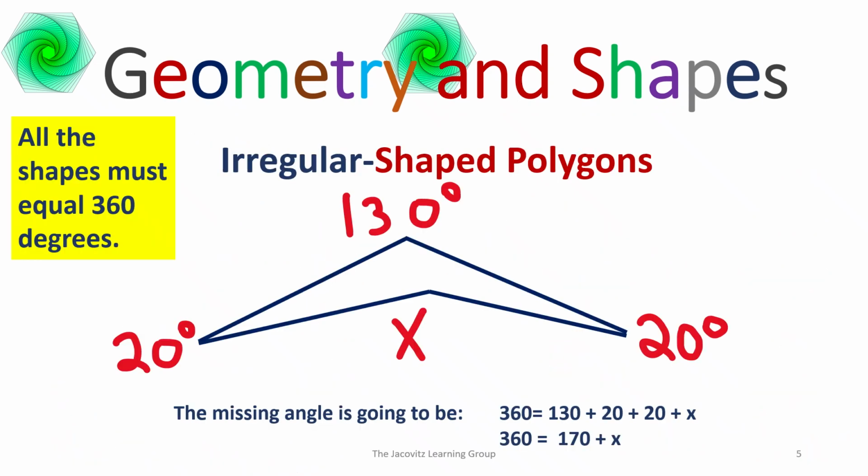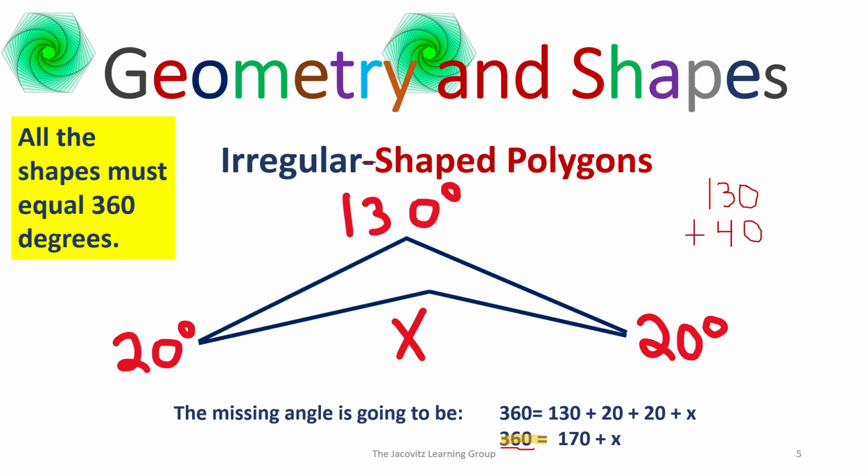Now, don't let these confuse you. This is called an irregular shaped polygon. What's going on here is your angles still have to equal 360. Did you guys get this? This 360 degrees is what it has to equal. So when you're getting ready to add this up, this is 130, plus 20 plus 20, and you already know 130 plus 40 is 170.